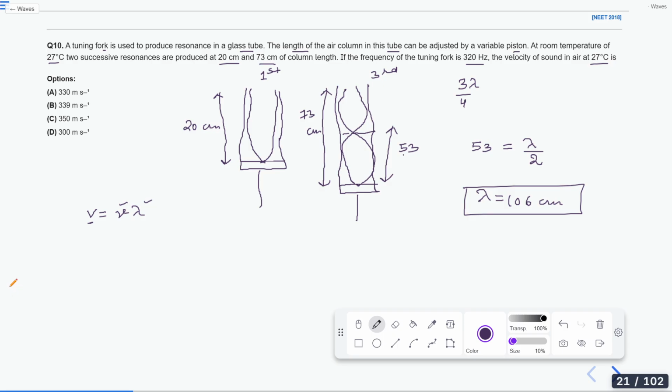Any doubt in this question you can ask, or tell me the correct option.